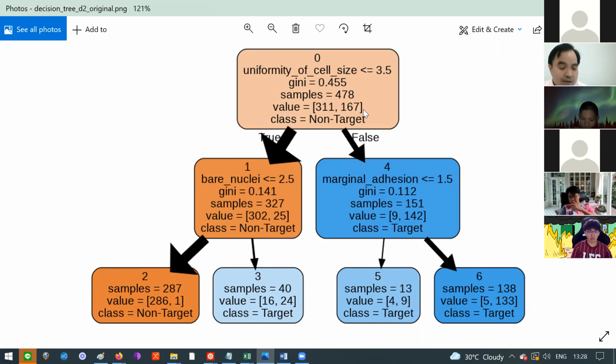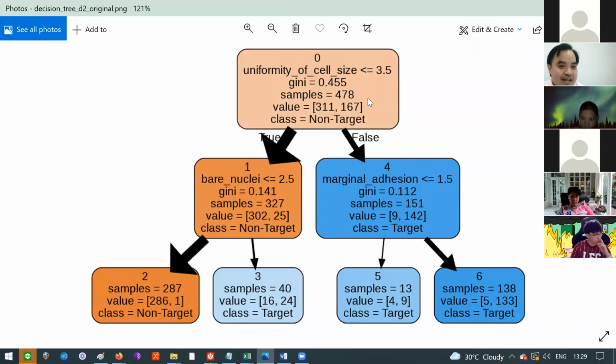167 of them have breast cancer. Then we take the sample from their tissues and ask, is the uniformity of cell size less than 3.5? If it's true, the class is non-target, meaning it goes to no. If it goes to no, it goes to non-target. Non-target would have the color orange, or red. Target would have the color blue.